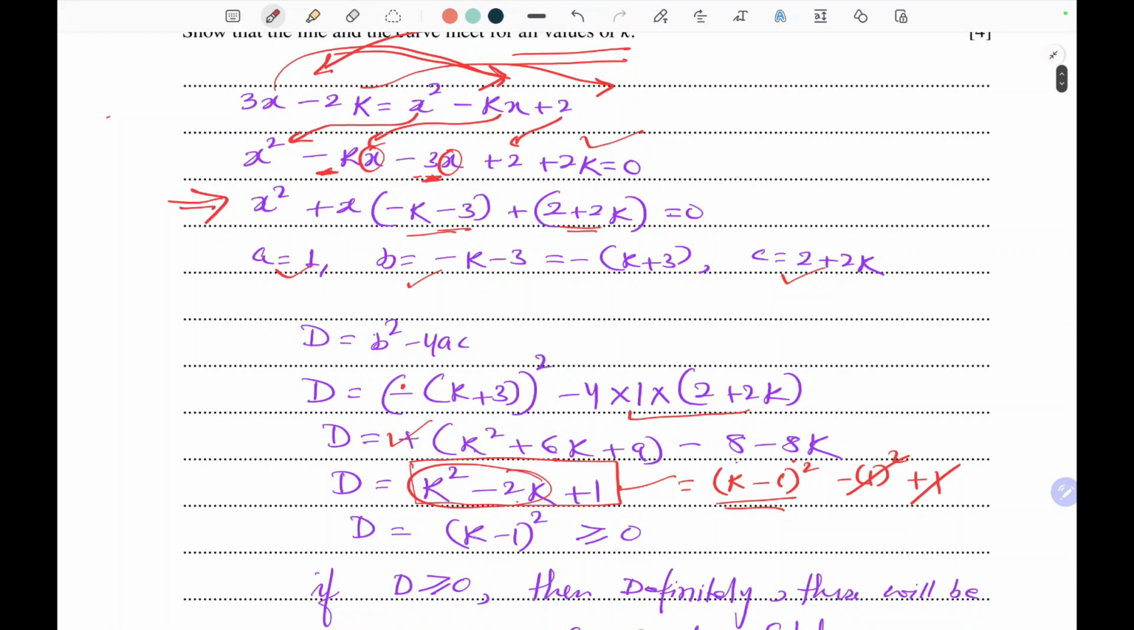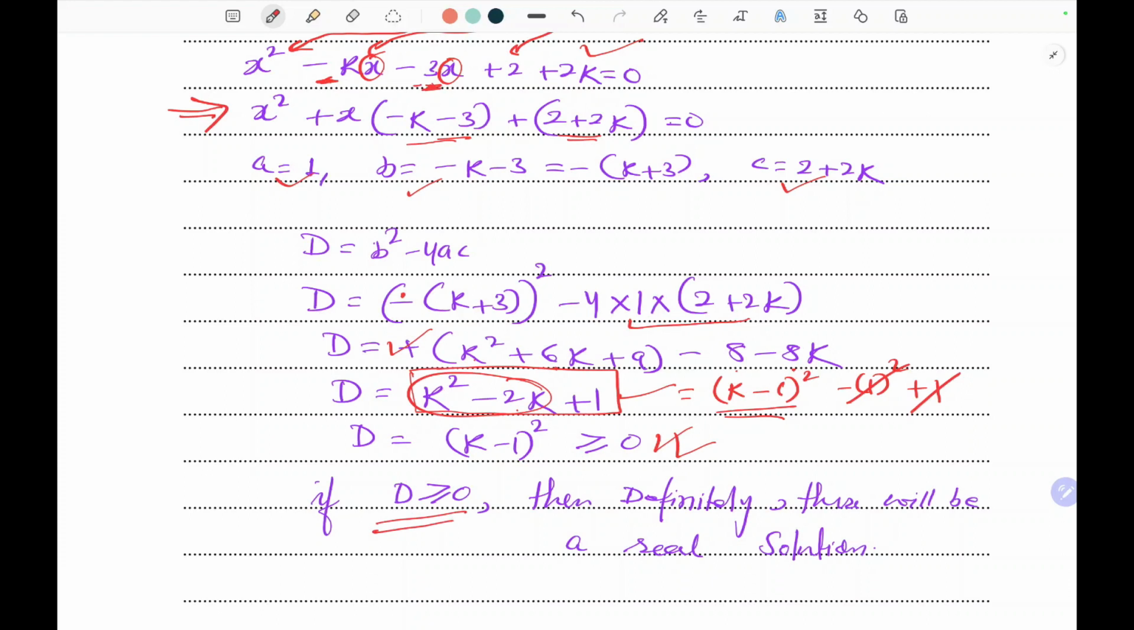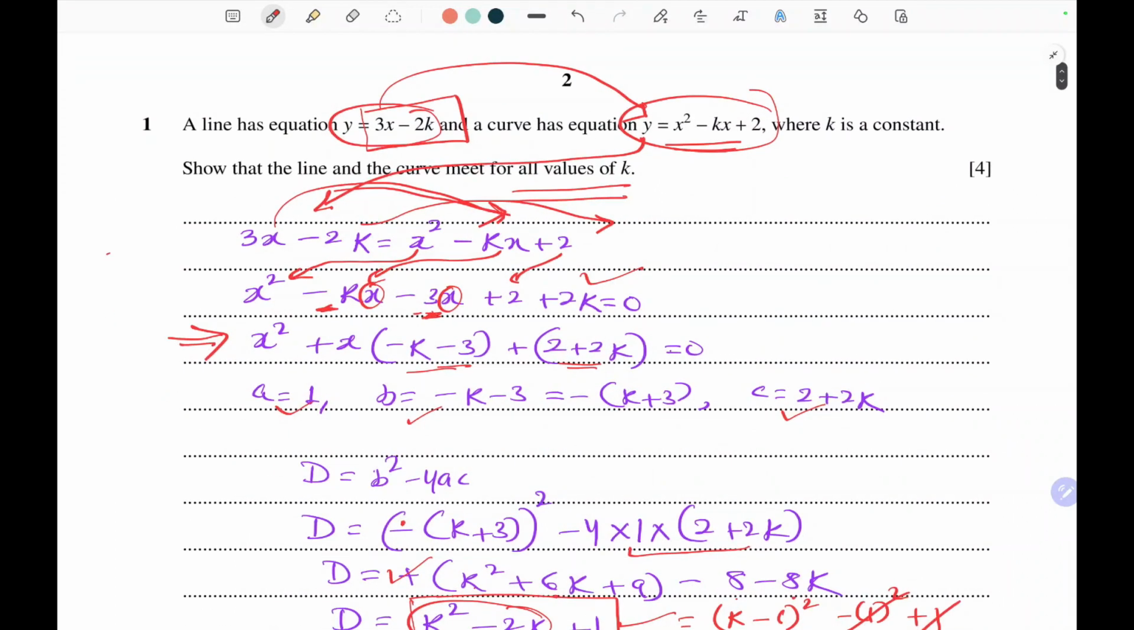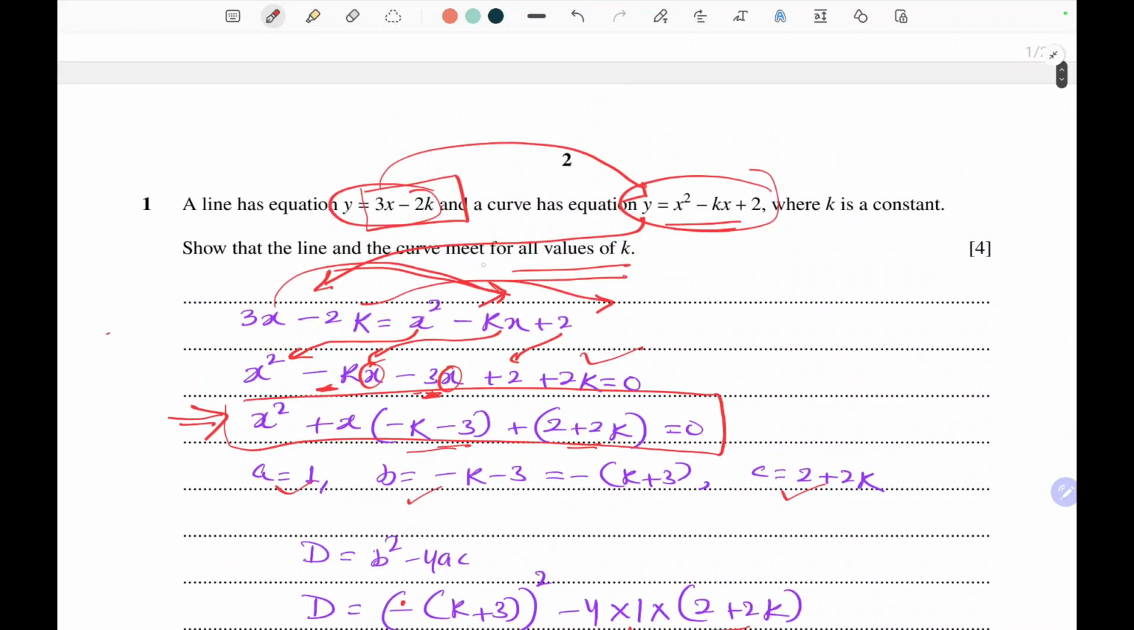A whole square means always positive, but for k minus 1, if k is 1, then it can be 0. So d is greater than or equal to 0. If d is greater than or equal to 0, it means there will definitely be a real solution. So this quadratic equation will give us two values, or at least one value of x. It means it holds for any value of k, because k minus 1 whole squared is always greater than or equal to 0 when k belongs to any real number. So k can be anything, d will always be at least 0. It means the line and the curve will give us a solution, so they are intersecting somewhere.